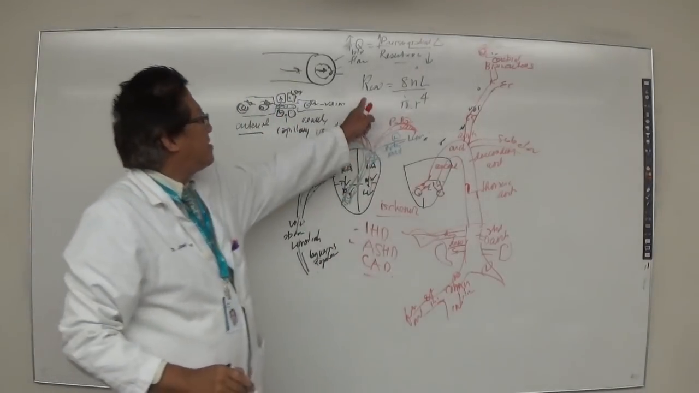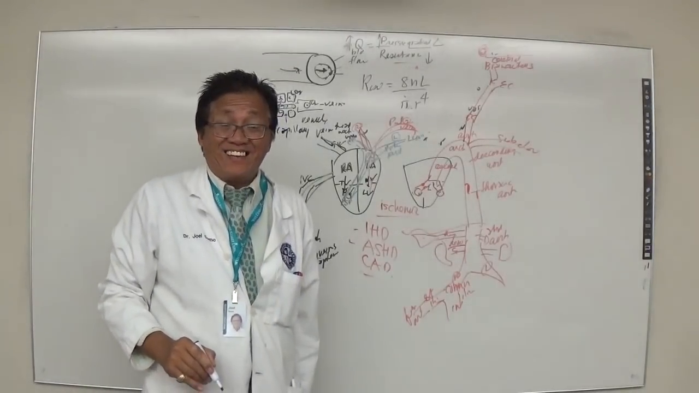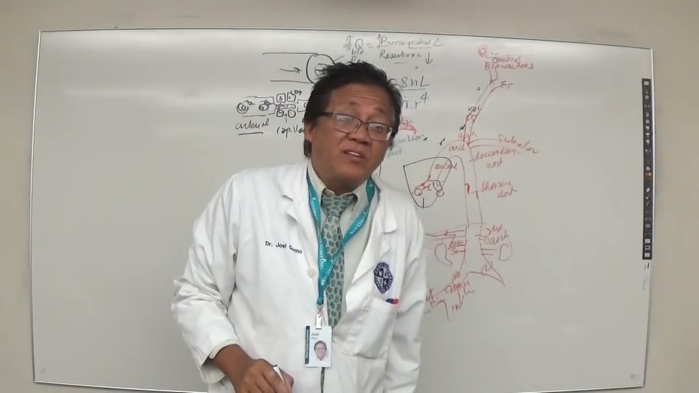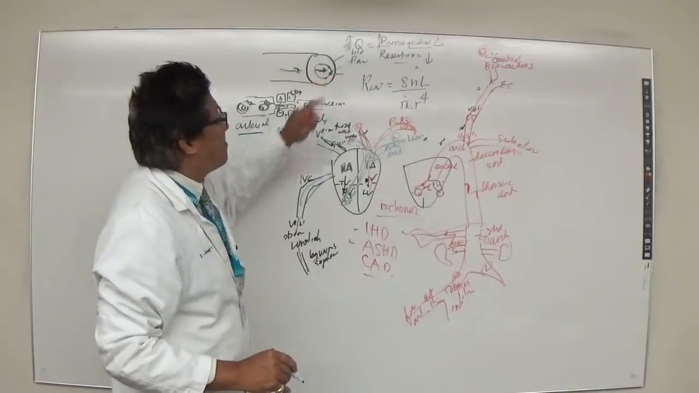What does R represent? Resistance. What about N? N stands for viscosity. What about the L? The length of the blood vessel. And what about R, the small r below? The radius of the lumen of the blood vessel.